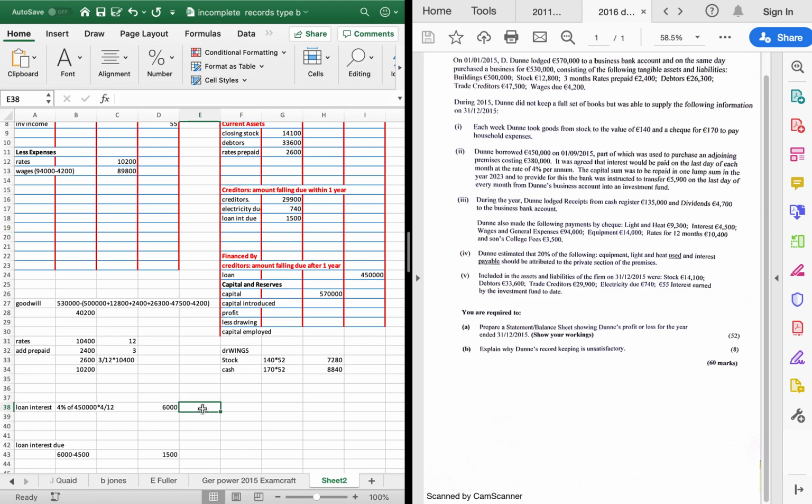The loan interest itself, then, is 6,000. We will take away the drawings on it, which is interest at 20%. So 20% of 6,000 is 1,200. So that gives you a loan interest as an expense of 4,800. Okay, and I'll put in the 1,200 as my drawings.